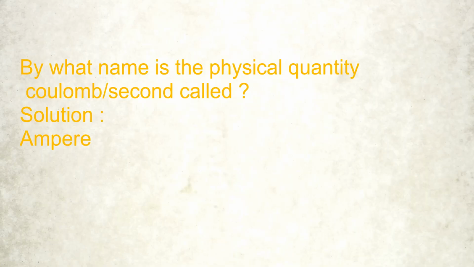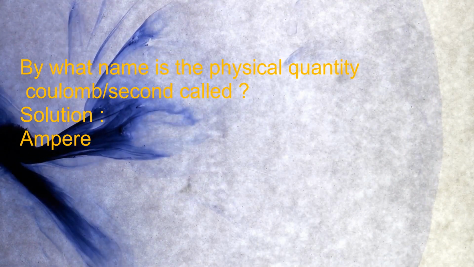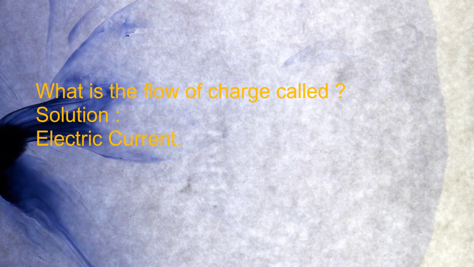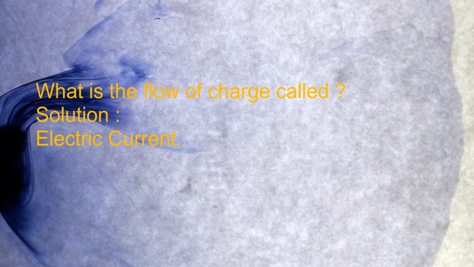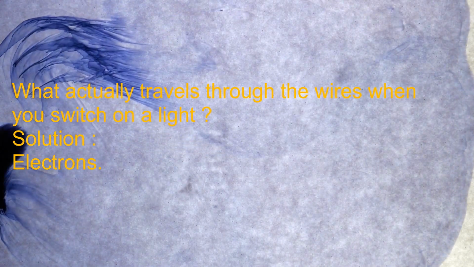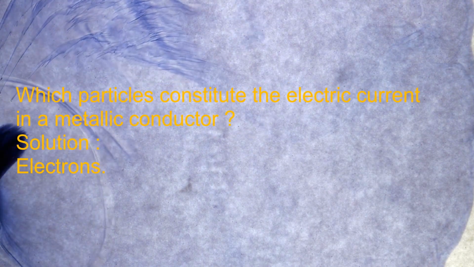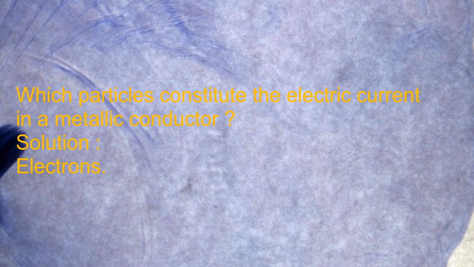Let's start. By what name is the physical quantity coulomb per second called? Solution: ampere. What is the flow of charge called? Solution: electric current. What actually travels through the wires when you switch on a light? Solution: electrons. Which particles constitute the electric current in a metallic conductor?